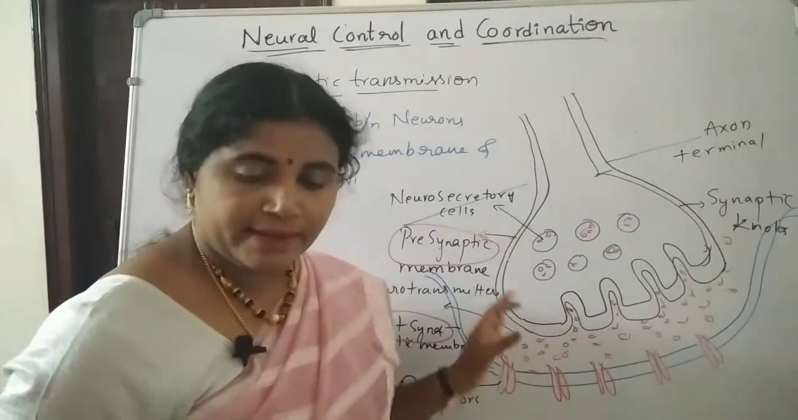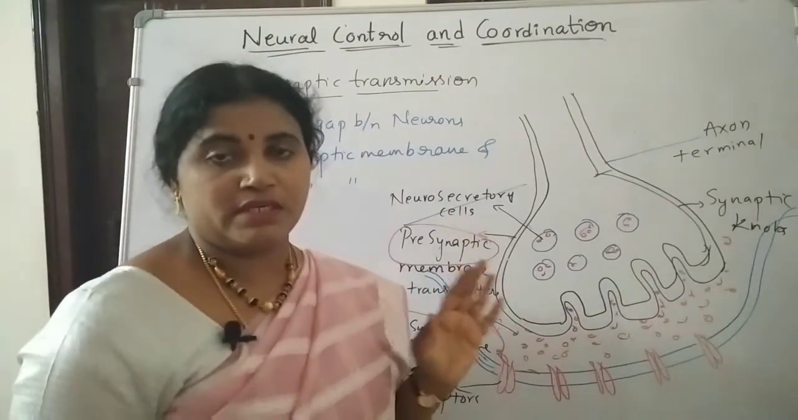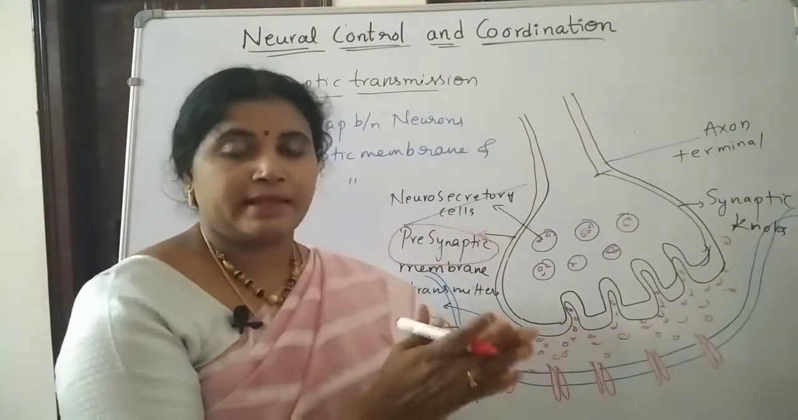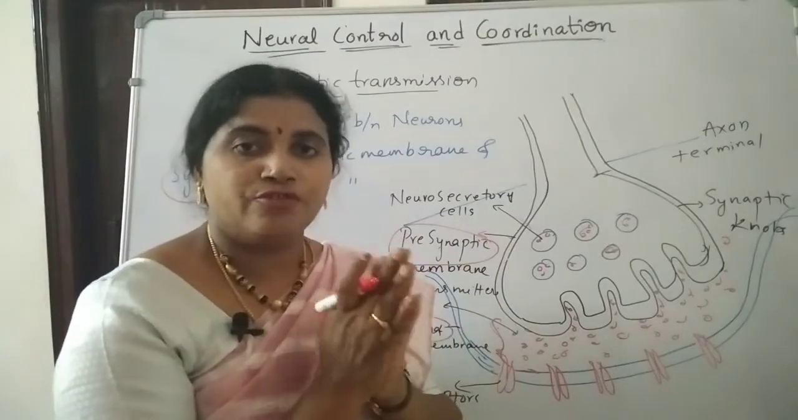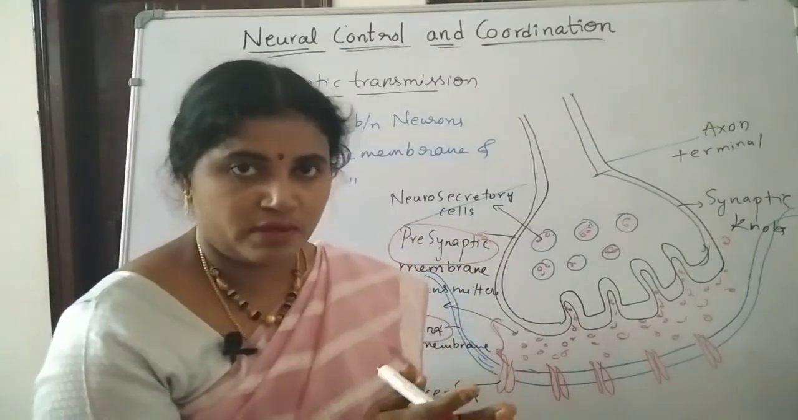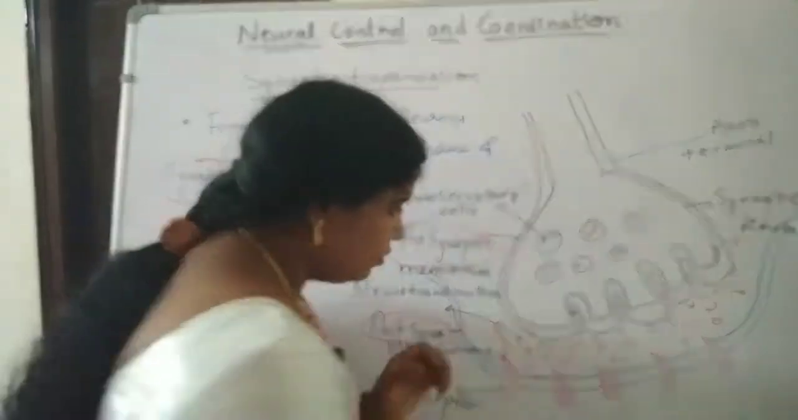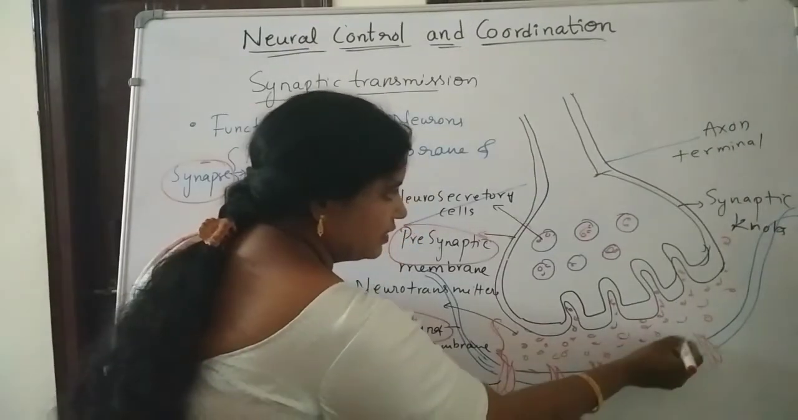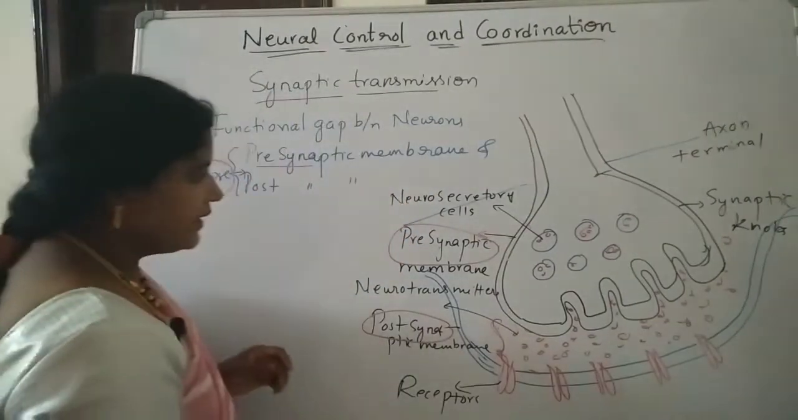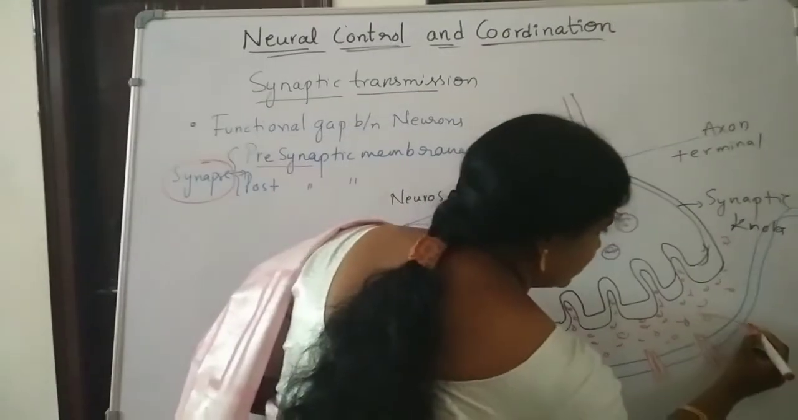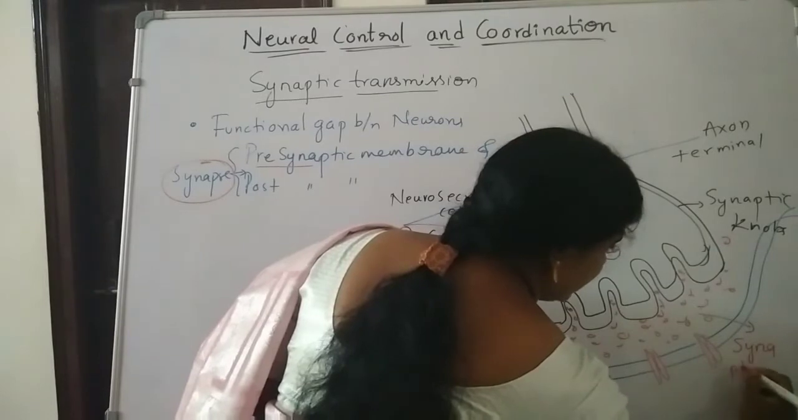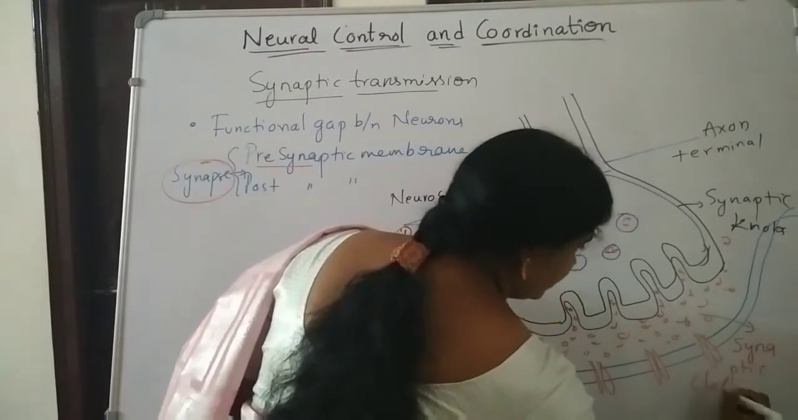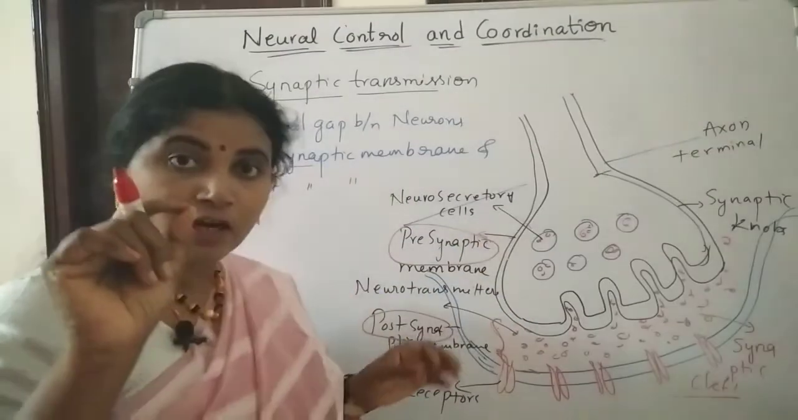So these gaps are filled with fluids. The gap between presynaptic and postsynaptic membranes is filled with fluid. That space is known as synaptic cleft. Okay, this fluid filled space is known as synaptic cleft. So this is the functional space.